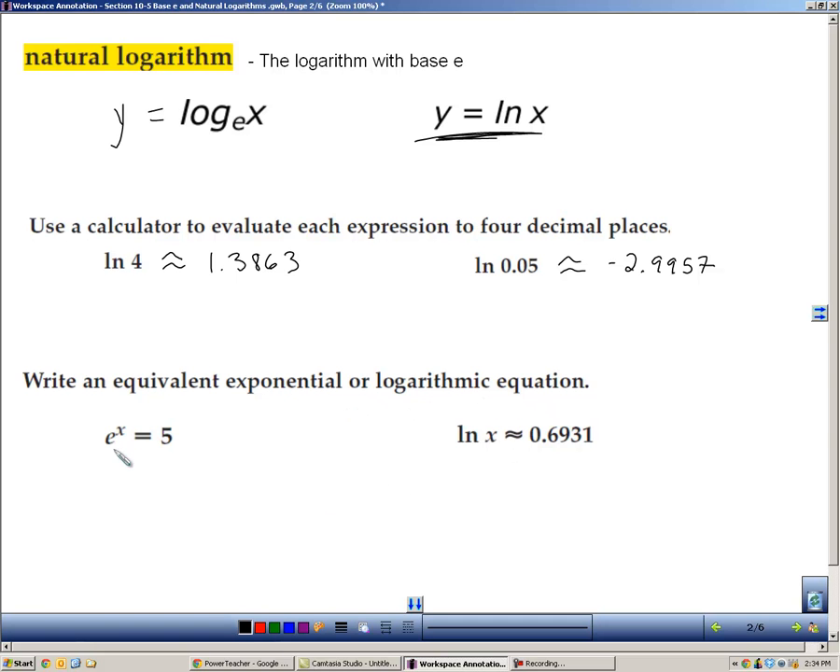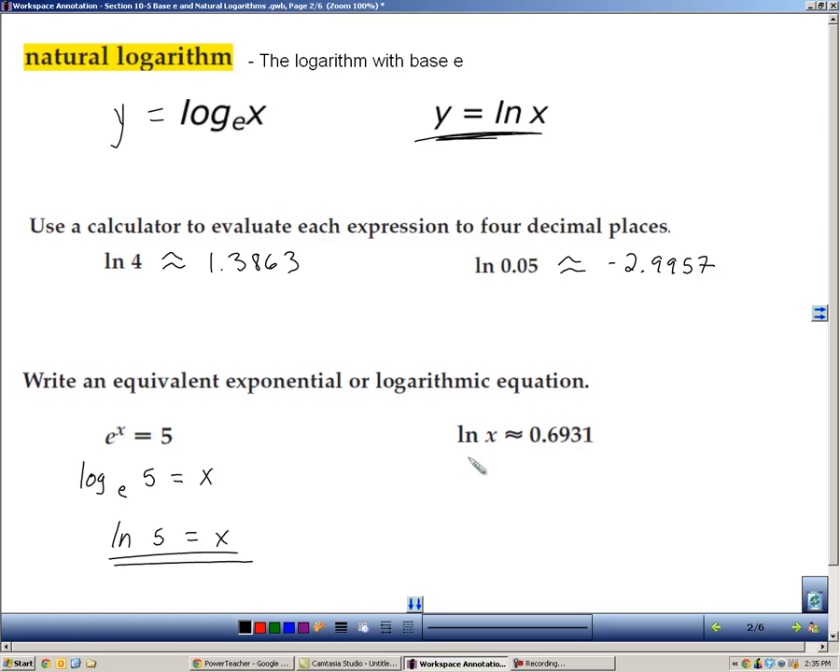This one has the e in it, so we want to write the logarithmic version of this. The way I'm going to do that is I'm going to write log base e of 5 equals x, and that's just using the definition of logarithms. Now I'm going to write that a little bit differently, because we said up here we don't typically write log base e. We use the shorthand version of ln. So we would say the natural log of 5 equals x.